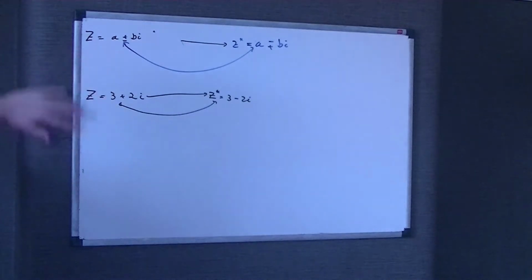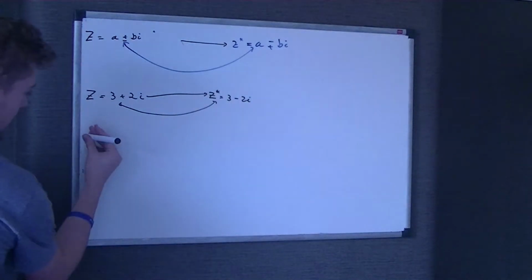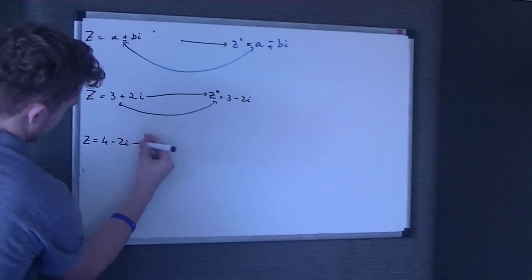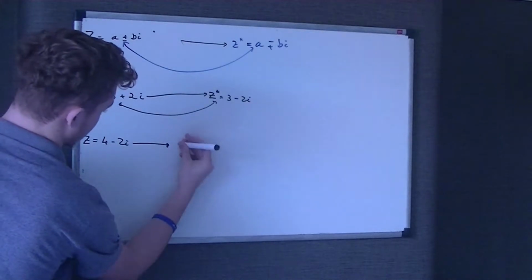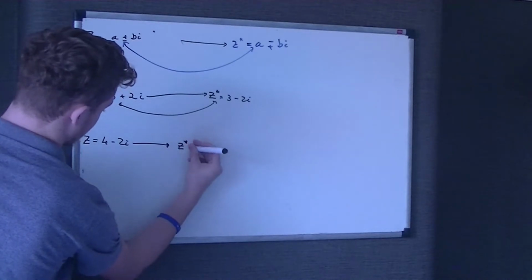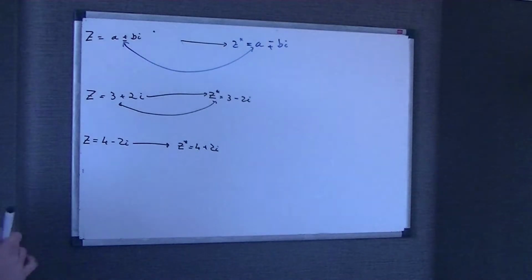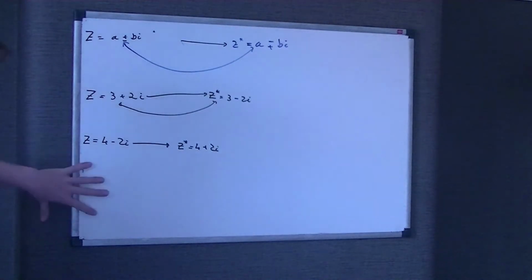So this z and z star is what we know as the complex conjugate pair. If we did it the other way round, say if it was 4 take 2i, because we changed the sign, therefore z star is equal to 4 plus 2i. So it's a very simple topic, a very simple idea, that complex conjugate. This is called a complex conjugate pair.